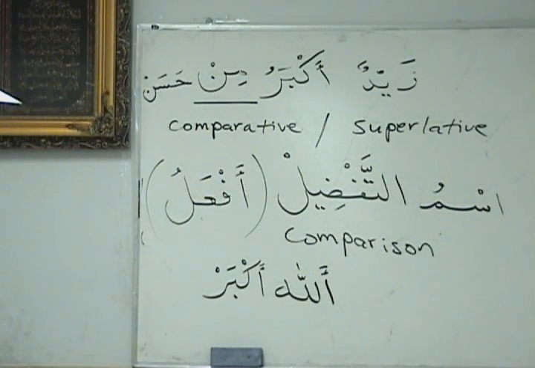If min is used, then it's comparative. If min is not used, then usually it is superlative. Okay? So in Zaydun Akbar min Hasan, what is used? Min is used, so it's comparative. You're comparing two things. When it is without anything, like Allahu Akbar, without min, then that means it's superlative, the greatest, the biggest, and so on.